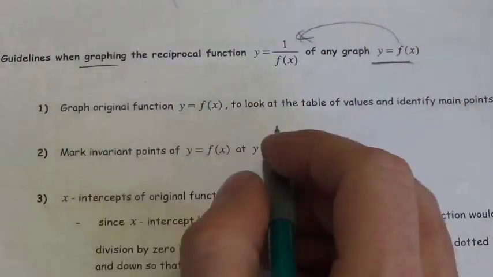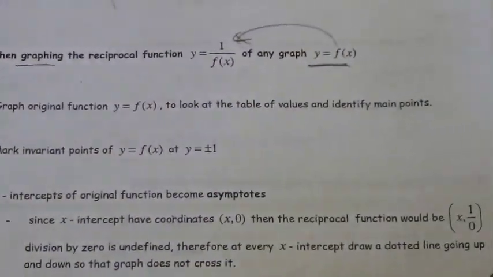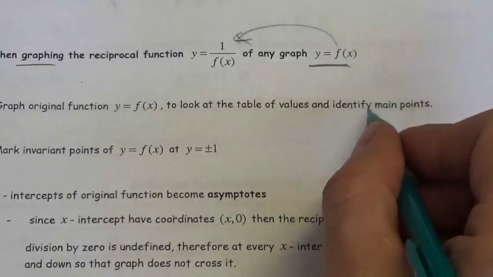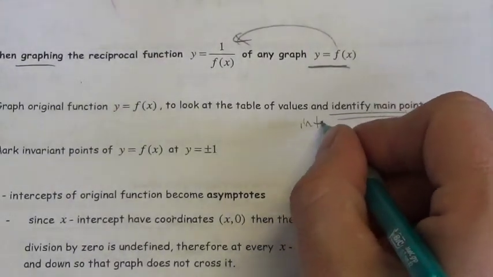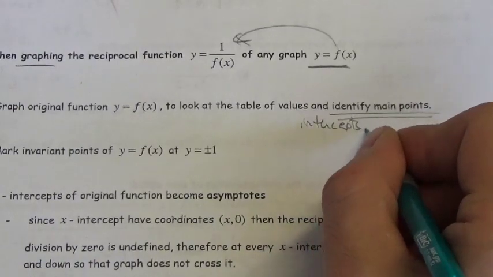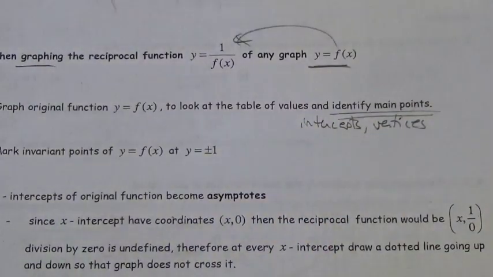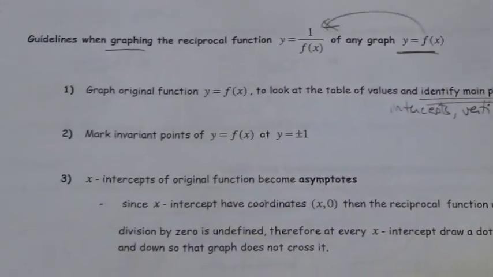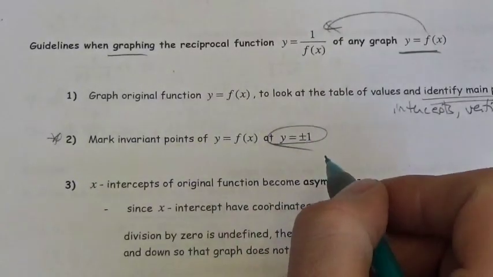So first of all, you graph the original function, and what you want to do, either on a table of values or on the graph here, is just identify the main points. Those could be intercepts, vertices, just points that jump out at you as being significant. We're going to mark the invariant points. That's wherever y is equal to plus or minus 1.